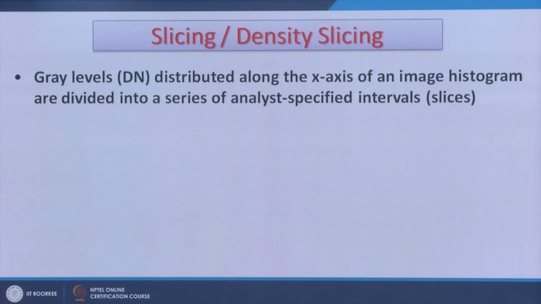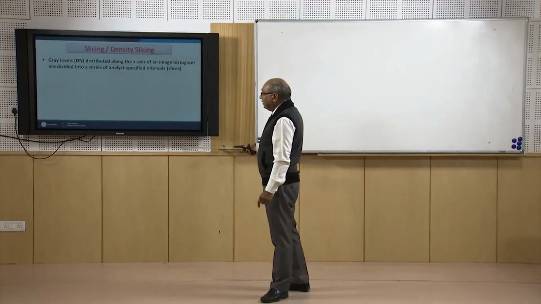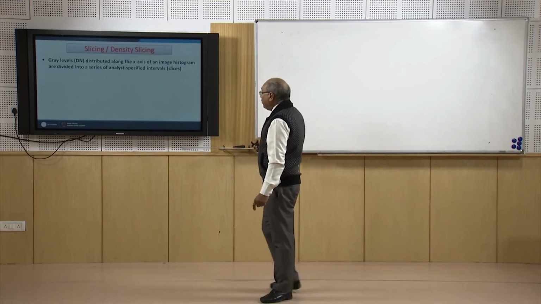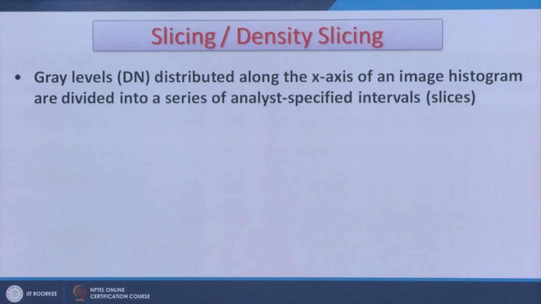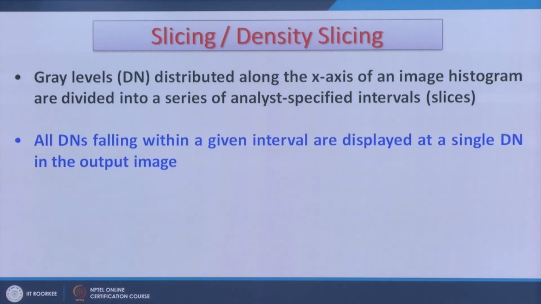There is another simple unsupervised classification technique, performed on a single band or maybe on a color composite, which is called slicing or density slicing. Generally it is performed on a single band, where gray levels or digital numbers distributed along the x-axis of an image histogram are divided into a series of analyst-specified intervals or slices. It is something like having a loaf of bread. You want to classify it into equal thickness slices of the bread, or depending on the distribution, that means the histogram based on the frequency, you make different thicknesses of the bread as per the requirement.